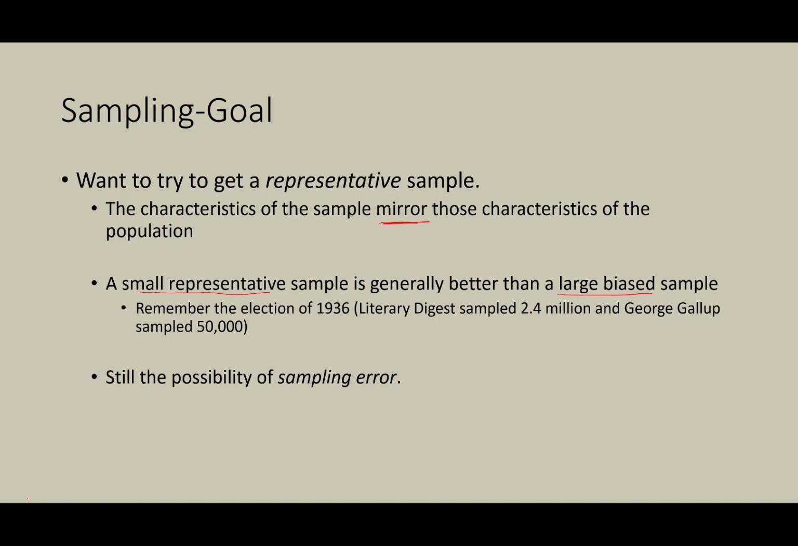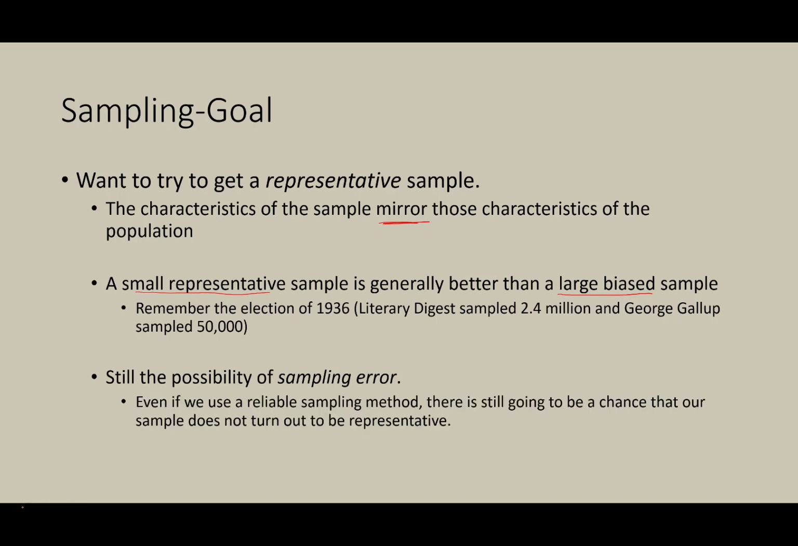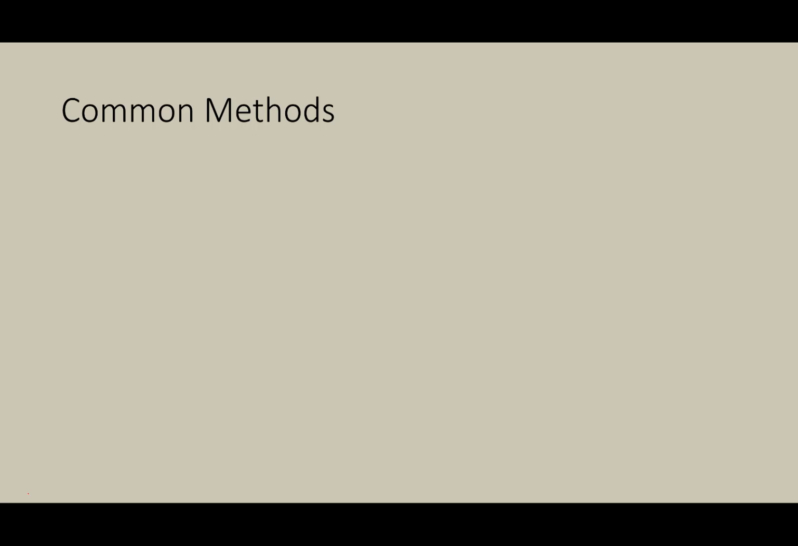Okay, and now even if you use a good sampling method, there's still going to be the possibility of what's known as a sampling error. And this sampling error is basically when we go through the right steps, we go through the right process, but our sample does not turn out to be representative. Okay, so the common methods.